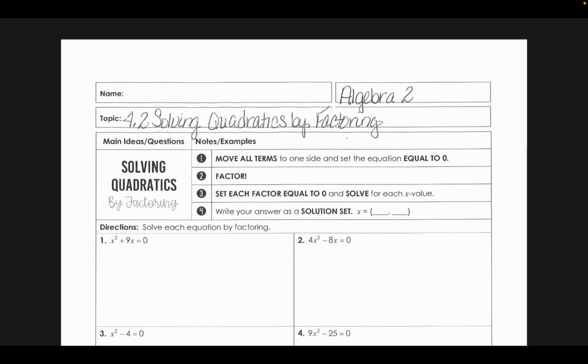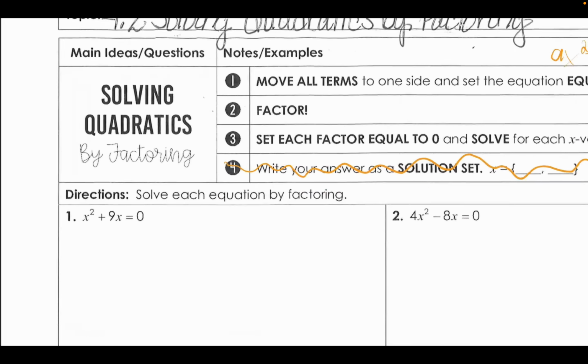So we have 4 steps we're going to follow, and really 3 because I'm not going to have us do this 4th step here. The first step is to move all the terms to one side and set the equation equal to 0. Eventually we want this in standard form, which, remember, is ax squared plus bx plus c. It's possible we won't have a bx term, and sometimes we'll have a c term. We'll always have an ax squared term. Then we'll factor, and then we'll set each factor equal to 0 and solve for each x value. So solve each equation by factoring.